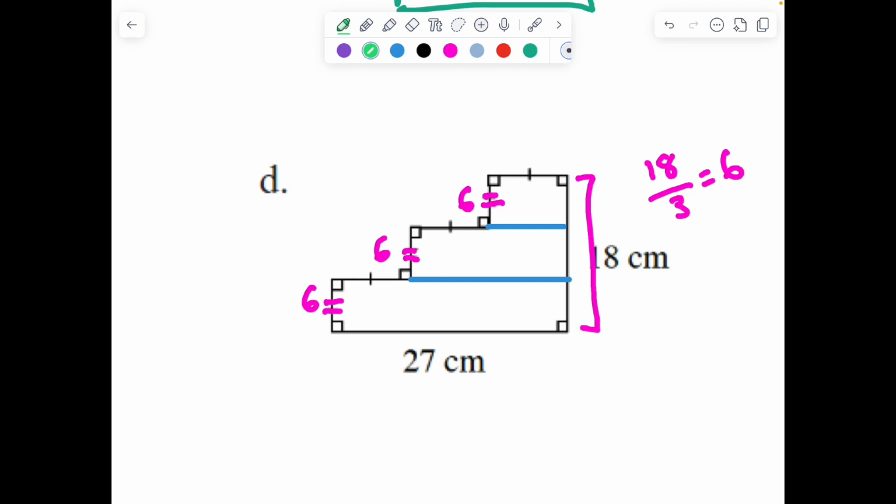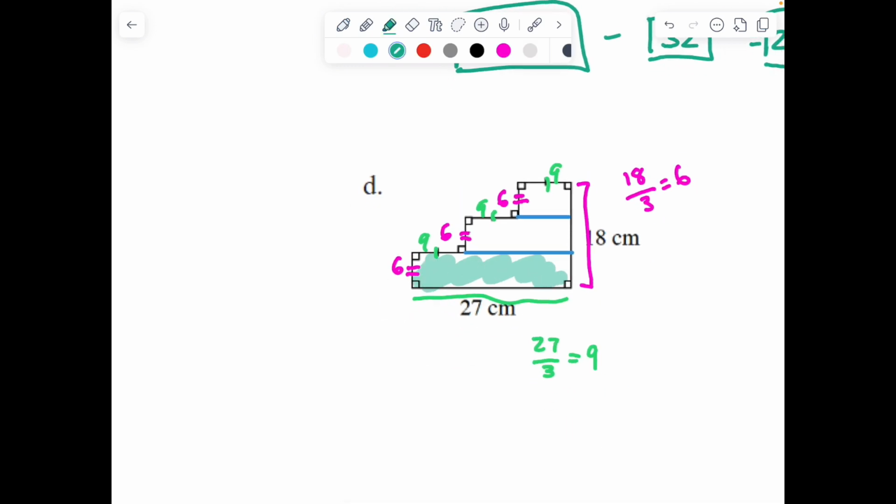Okay, I also have that each of these sides are the same, which means that 27 here has been divided into 3 equal chunks. So 27 divided by 3 is 9. So these parts are 9. Okay? So this first rectangle here, I'm going to make it the green rectangle. Okay, the green rectangle is 27 long and 6 wide. So 27 times 6 is 162.